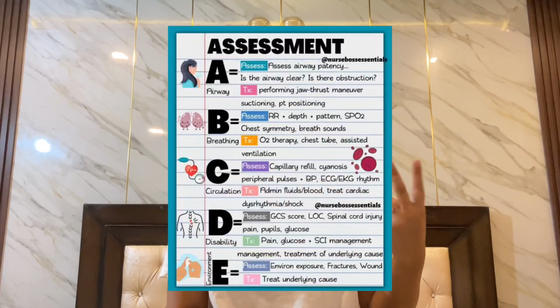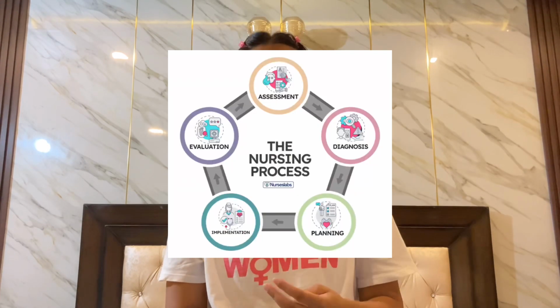I'll give you a certain kind of example for priority. For example, a question that strikes my mind is, you have entered patient's room and you're seeing that the patient is lying on the floor. What will your priority action be? So in order to solve these questions, you have to know a certain kind of things, which is Maslow's hierarchy, ABCs, safety, the nursing process.